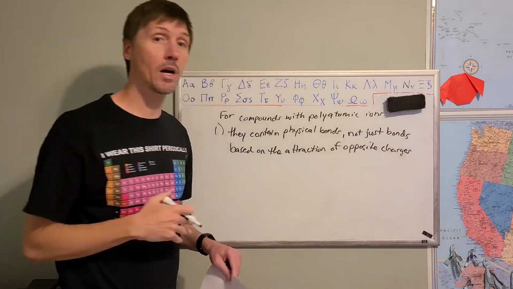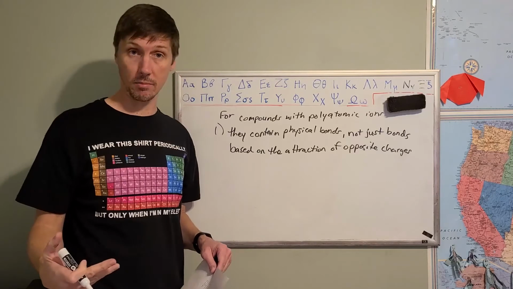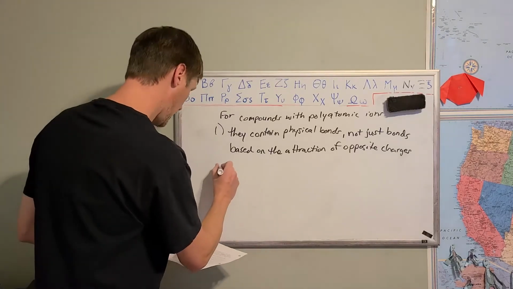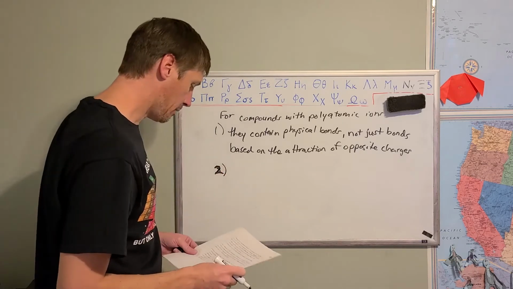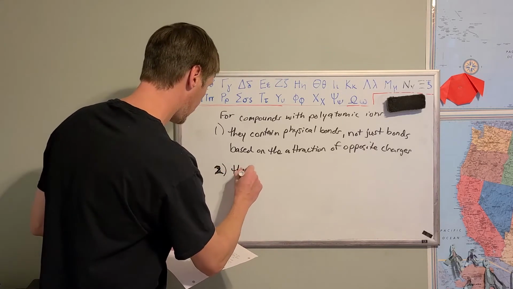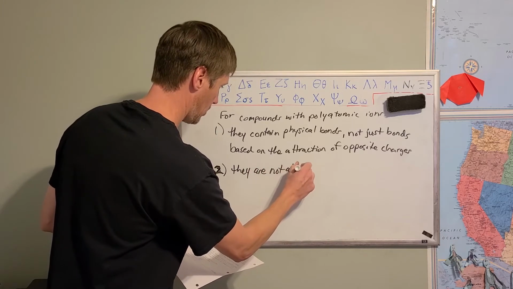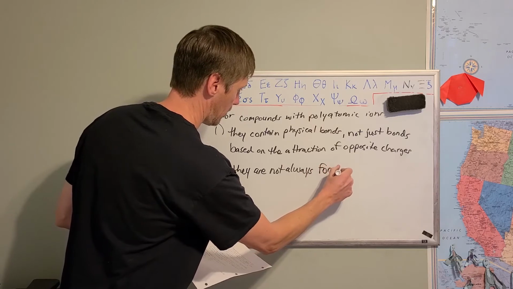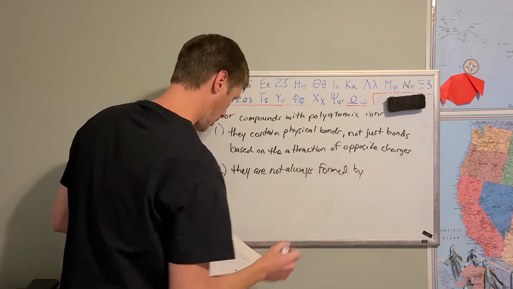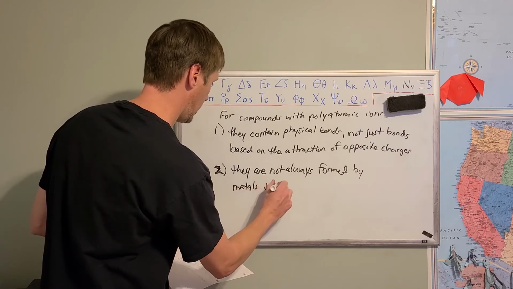So in other words, this compound contains covalent bonds as well as ionic bonds, right? And then also, they are not always formed by metals and nonmetals.